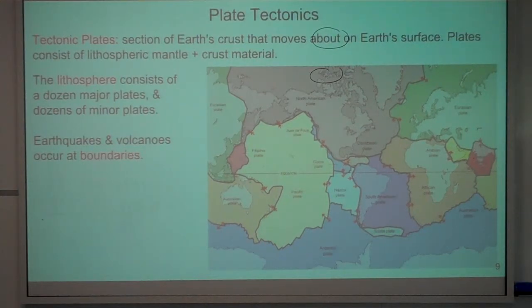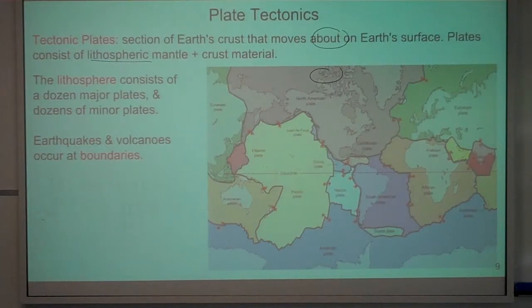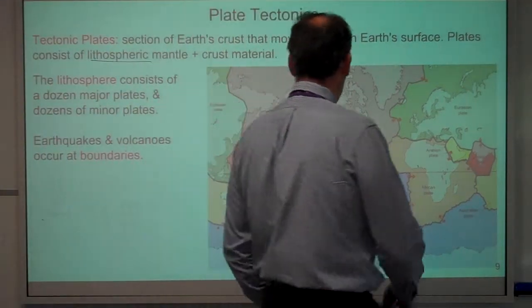Now, tectonic plates are sections of the Earth's crust that move on the Earth's surface, and they consist of lithospheric mantle and crust material. So basically they're lithosphere. Okay? That's what a tectonic plate is. And I mentioned that before. The lithosphere consists of a dozen major plates and dozens of minor plates. And you can start to see these. Look.